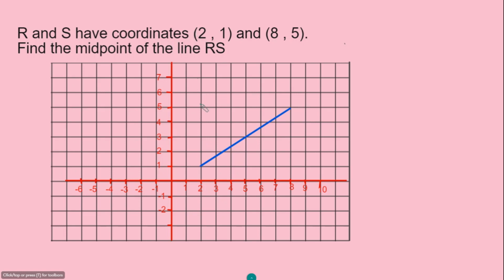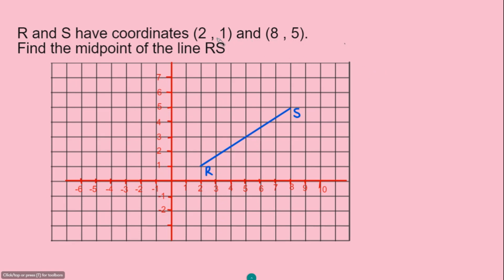Now point R is the one having (2, 1) because the x is 2 and y is 1. So this is the point R. And the point S is the point having coordinates (8, 5). So this is the point for S. And now we need to look at the midpoint, somewhere here. Now we can do this with a graph or by the analytical method, but I want to use the analytical method.